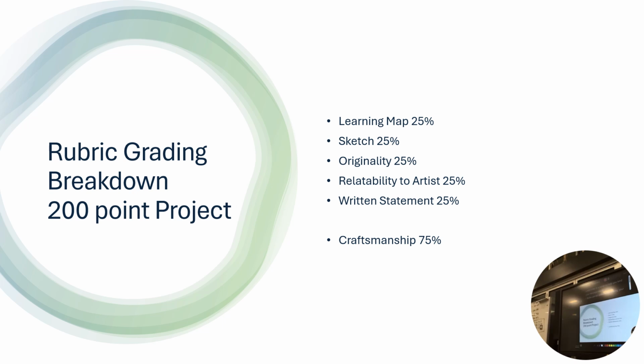So back to this. My rubric grading point. I'm breaking it down. Craftsmanship. Make sure you are doing good with your craftsmanship. That's the last thing. One more time. We're going to go back over it.